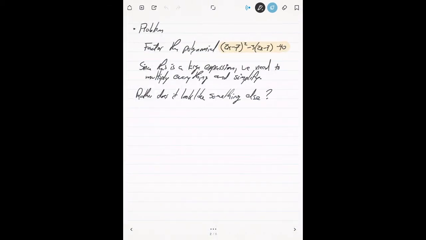So in the first situation, let's take a look at the polynomial (2x minus 7) squared, and then we're subtracting 3 times the quantity (2x minus 7), and then we subtract 40. That's a very elaborate polynomial. Since this is a large expression, we need to multiply everything out and simplify. We would have to square the 2x minus 7.